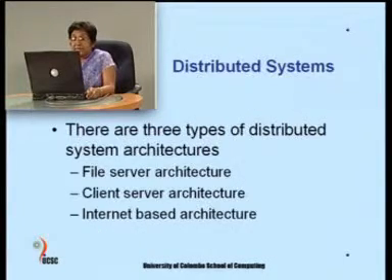So, there are three types of distributed systems architectures. We said nowadays most systems are distributed. This can be implemented in three ways. You can have a file server architecture, you can have a client server architecture, or it could be an internet based architecture. So, we will look at each one of these different architectures.